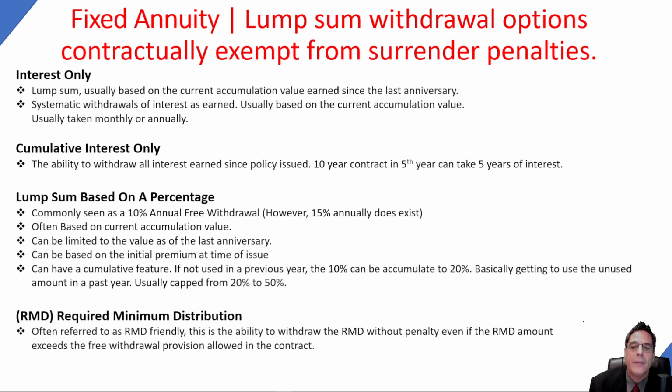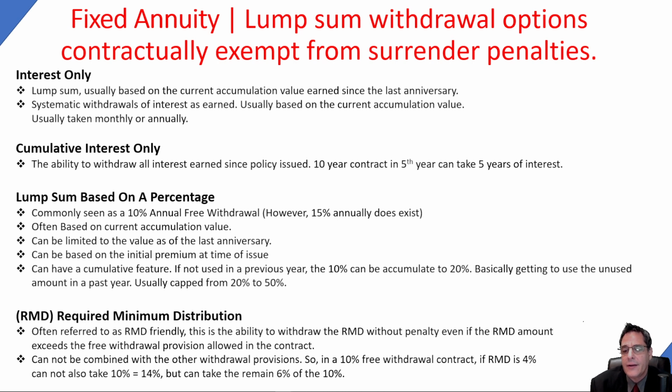Next would be the required minimum distribution, or the RMD withdrawal, often referred to as RMD-friendly products. This is the ability to withdraw the required minimum distribution without penalty, even if the RMD exceeds the free withdrawal provision. So an RMD-friendly contract will allow you to take the RMD even if it exceeds the free withdrawal. Let's say the interest rate is only 3%, your RMD is 3.5%, and the withdrawal is 3% maximum. They'll allow you to take 3.5%. Now, not all companies do that. If the RMD exceeds the free withdrawal, they'll still charge you on that. Those are non-RMD-friendly contracts. So just be aware of that.